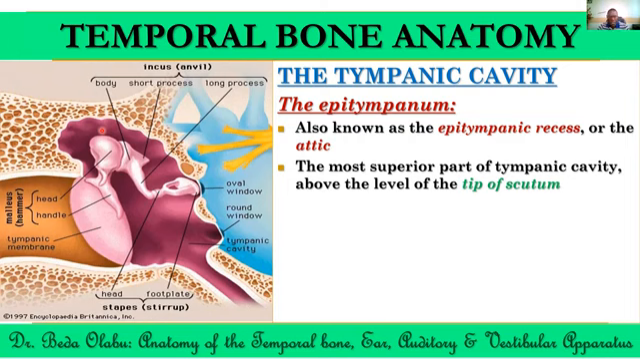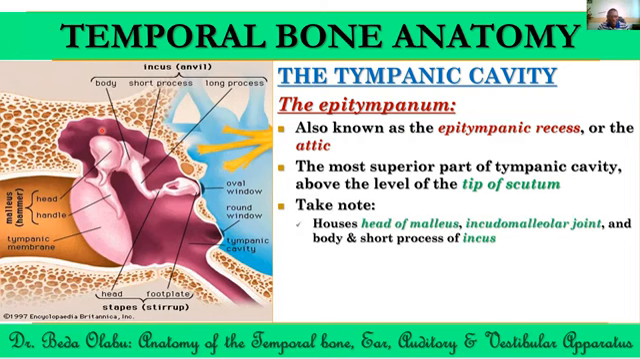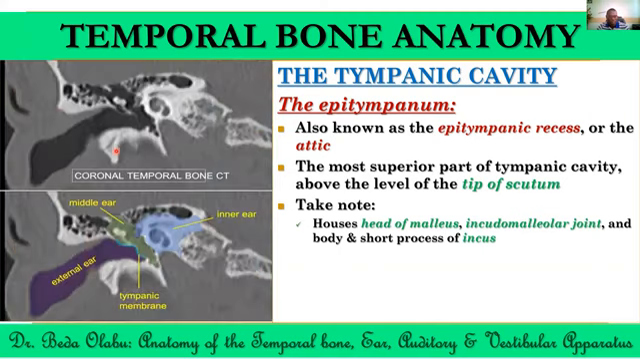The epitympanum therefore houses the following. We can have the head of malleus inside there. We do have the incudomalleolar joint, and we have the body and short process of the incus there. Remember, it's just the body and short process of the incus. Now look, if you have to take a horizontal plane through this region, what would you see? You'll see something that looks like an ice cream cone. I'll show you that shortly.